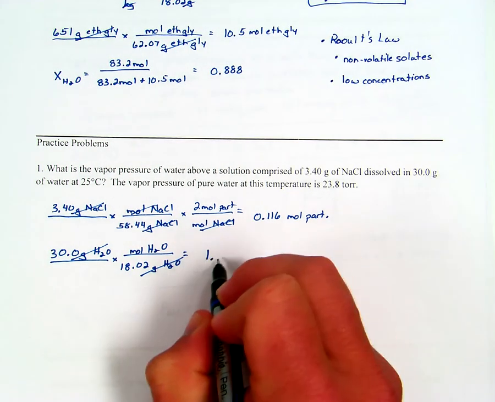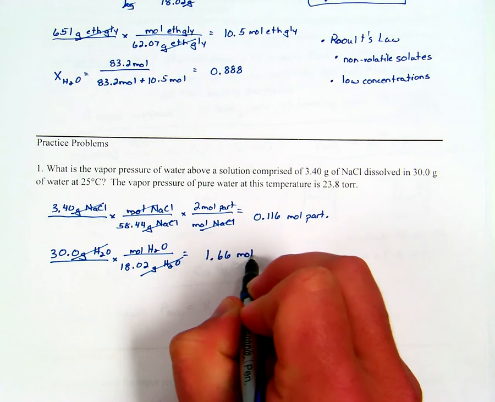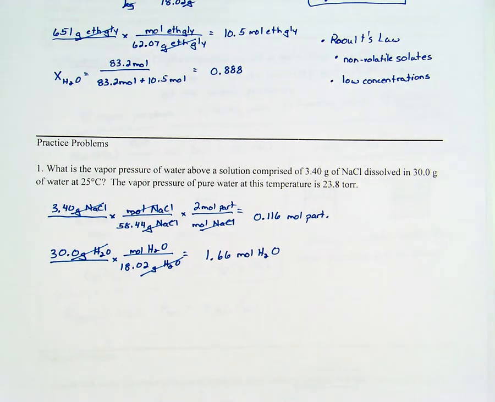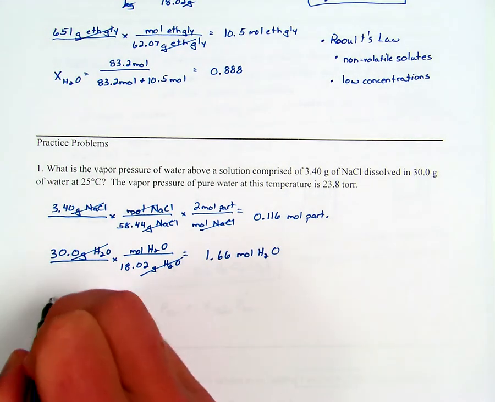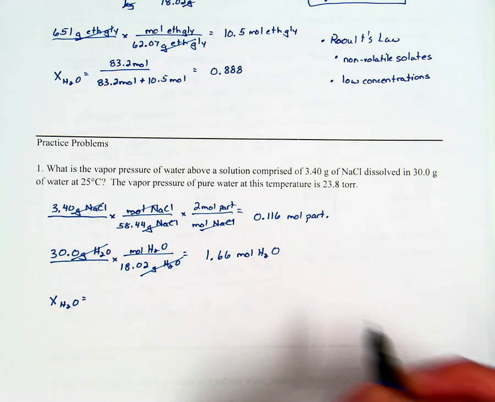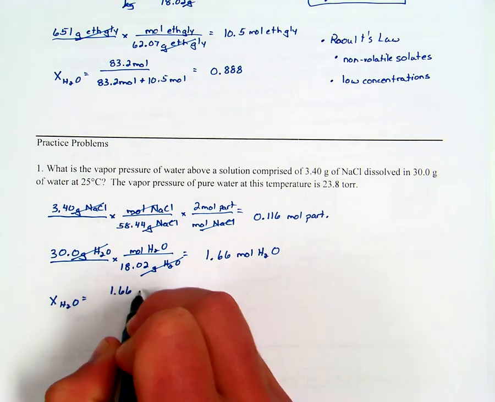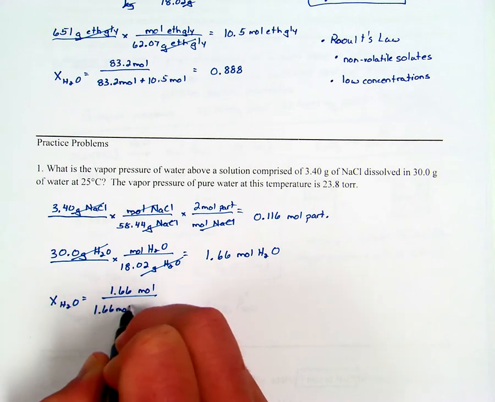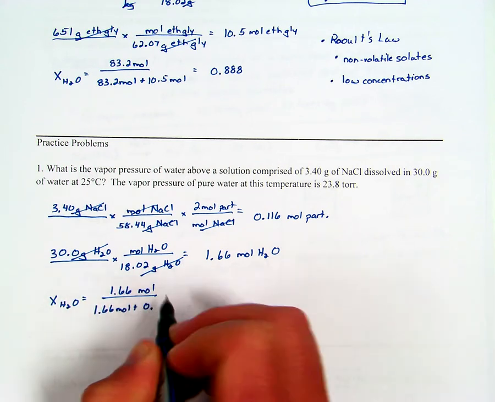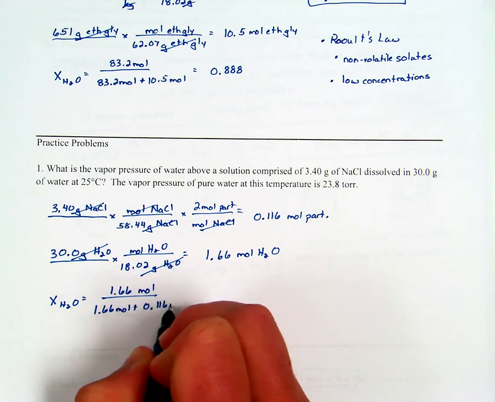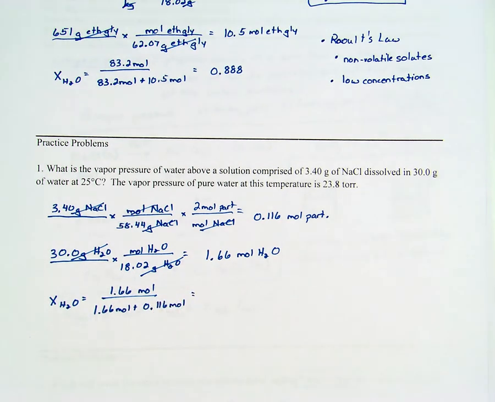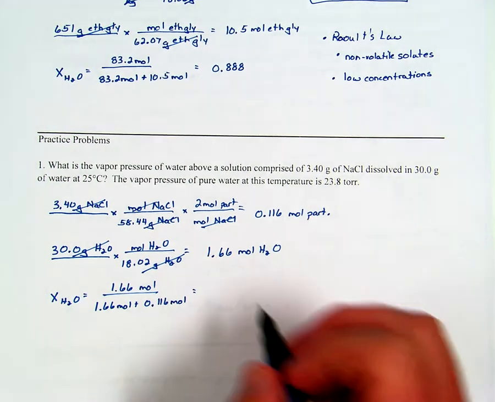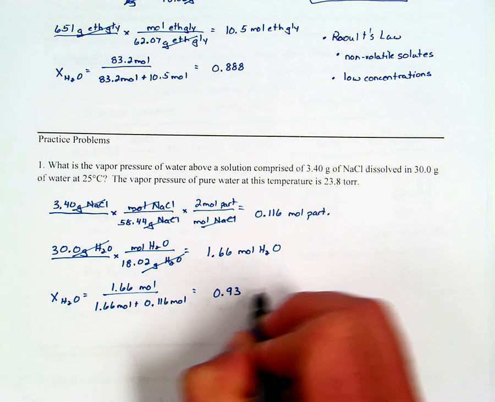Alright, so I still need to find a mole fraction. So the mole fraction of the water will be the number of moles of water, 1.66 moles, divided by the total number of moles, so 1.66 moles plus the 0.116 moles. Alright, so 1.66 divided by 1.66 plus 0.116, I get 0.935 for my mole fraction. So in other words, 93.5% of all the particles in the solution are water.